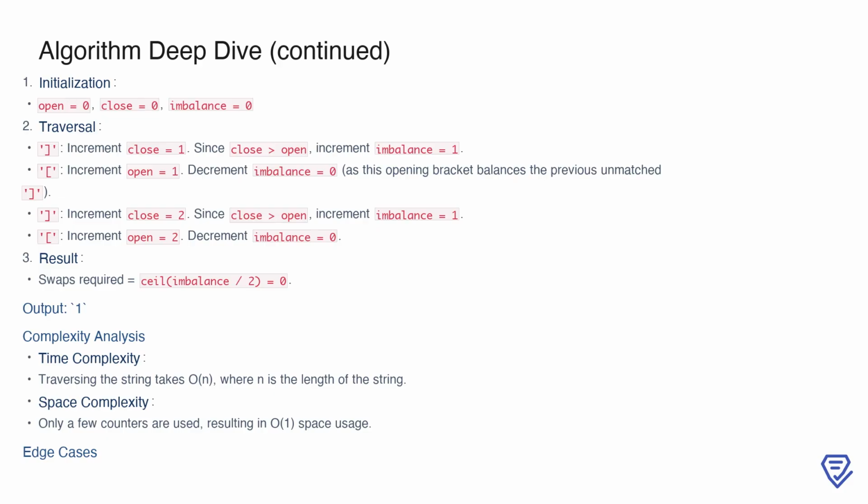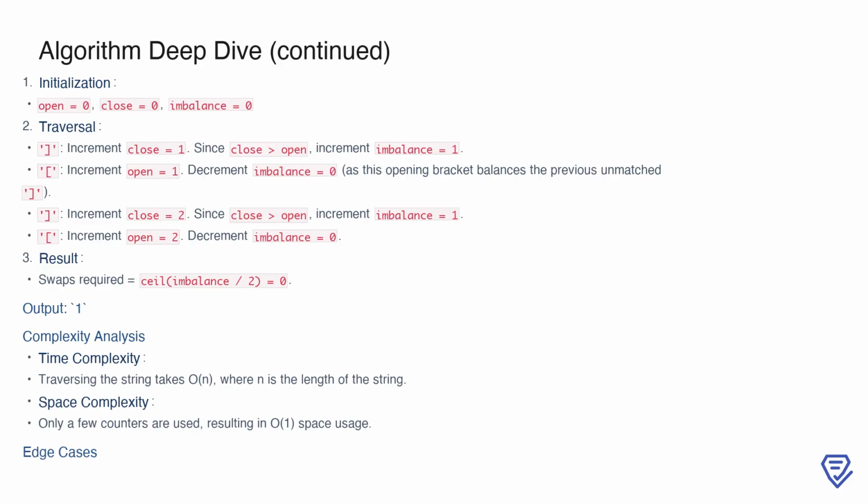Here, we increment the open counter to 1, and because there is an existing imbalance, we reduce it back to 0, as this opening bracket balances the previously unmatched closing bracket. Moving to the third character, which is another closing bracket, we increment close to 2. Since close is once again greater than open, we increment the imbalance to 1. Finally, for the last character, we increment open to 2 and reduce the imbalance to 0.